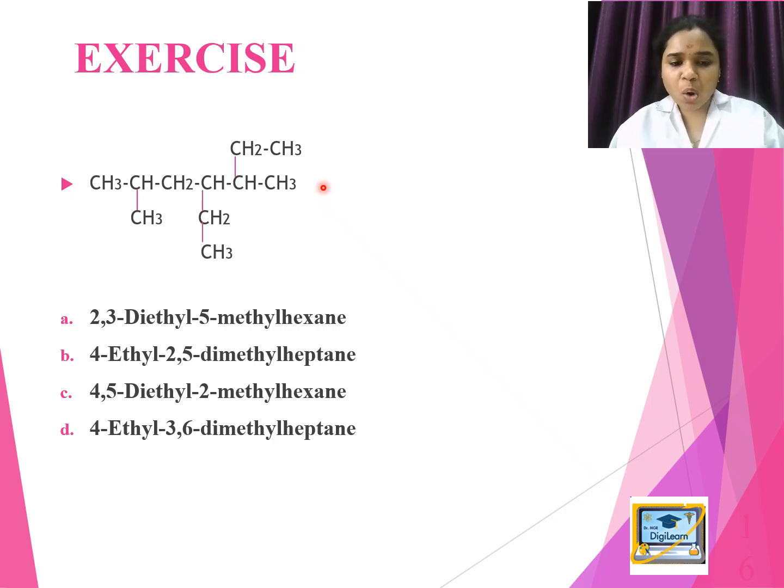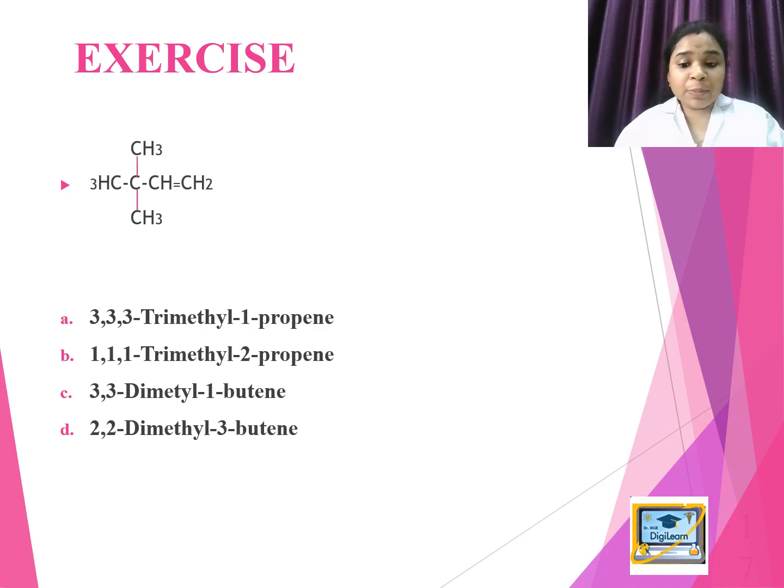And what about the saturation? All are single bonds. So the saturation is ane, A-N-E. So hexane. So the root word and my suffix part have been completed. Hexane. So look into the prefix part. Focus on the substituents. What substituents are present and in what position? So 1, 2, 3, 4, 5, 6. In the second position and the third position, an ethyl group is present. So 2,3-diethyl. In the fifth position is methyl, and hexane. 2,3-diethyl-5-methylhexane is the correct answer.